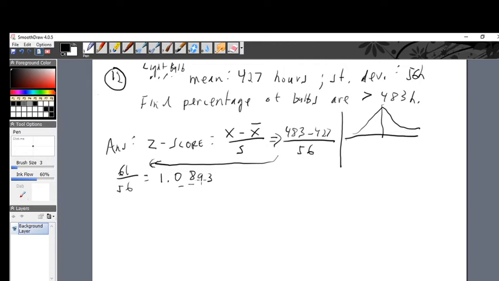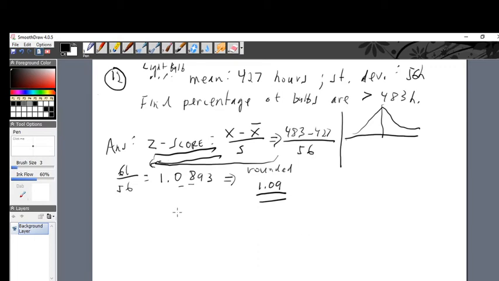What's this last one? It's between 5 and 9, so I bump the 8 up to 9. When I rounded, it becomes 1.09. That's my z-score. Very important. So I got the z-score.